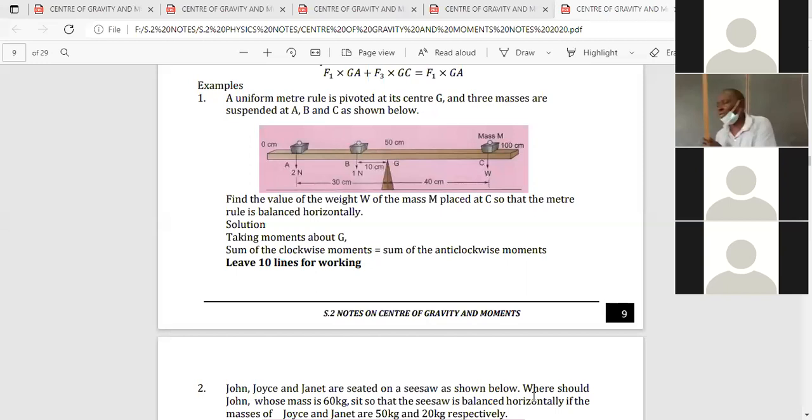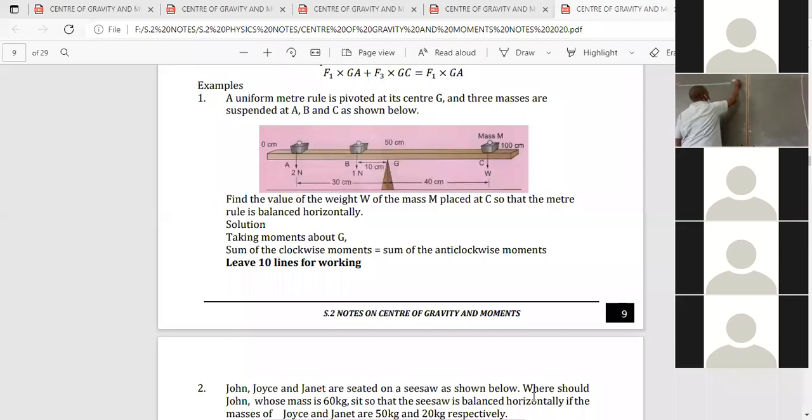So we have a uniform meter rule. I hope you can see the blackboard. Can you see the board? Yes, teacher. I'm assuming that is our uniform meter rule. Now, a uniform meter rule starts at how many centimeters? 0, and ends at how many centimeters? 100. Now, what is the first mass? It is hung at position A, isn't it? Yes. I'm going to use lines. The weight is how many newtons? 2 Newtons, suspended from that position.